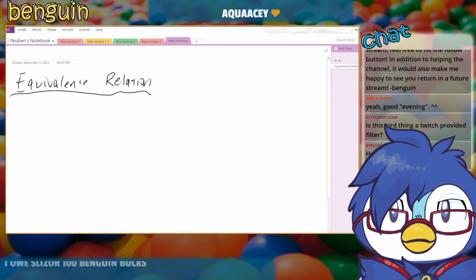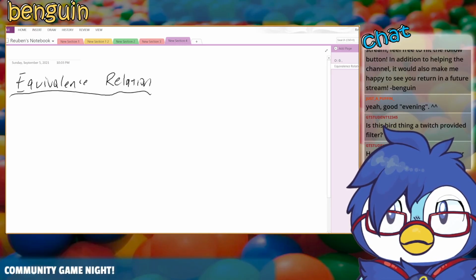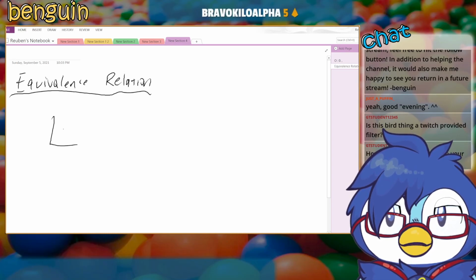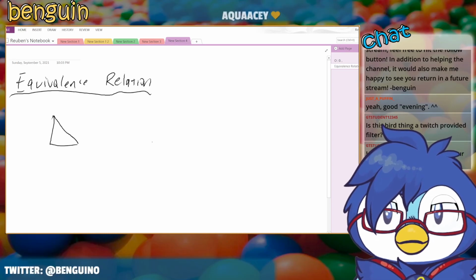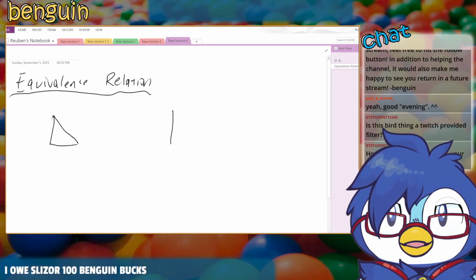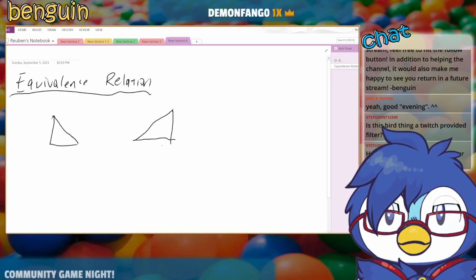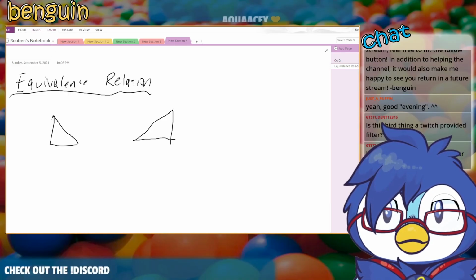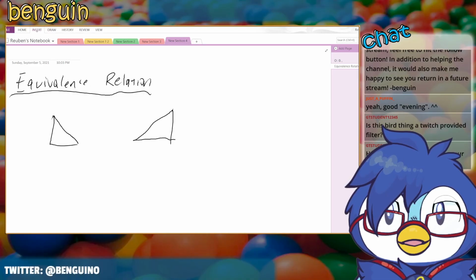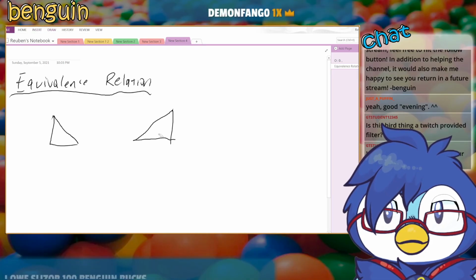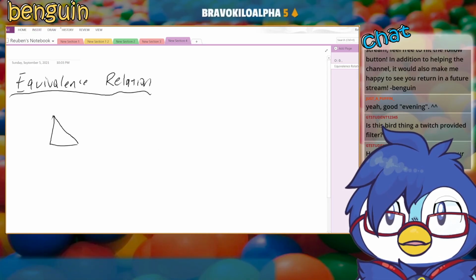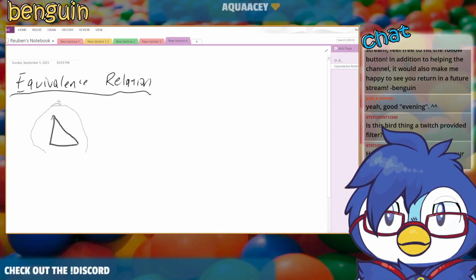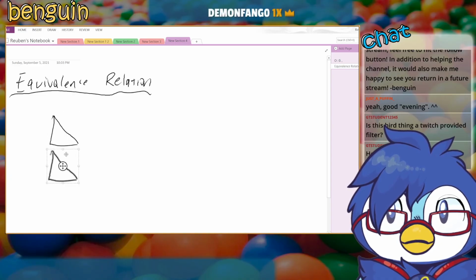Right, so maybe one example. Say I draw a triangle, for example. I draw this triangle, and then maybe over here I'll draw this triangle here. Let me do this a little bit better. Let me just take this and copy it over.